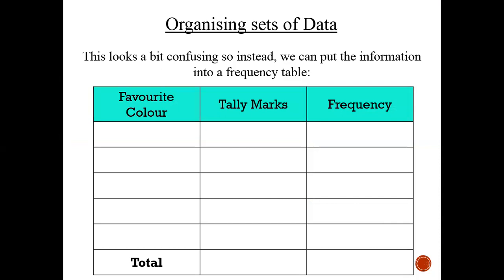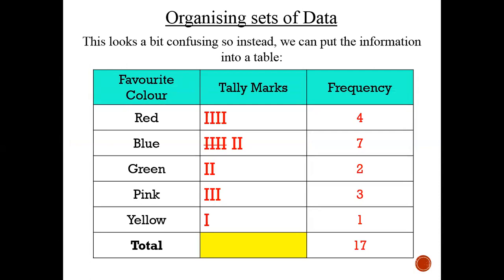So we can actually put the information into a tally and frequency table. Let's say we have favorite color here, and three people like red. You can count the number of people who like red and record it in tally instead, and then based on the tally we can calculate the frequency, or the number of people who like red. You can do the same thing for the other colors as well. This is just an example. I'll show you how to do the tally table in a while.